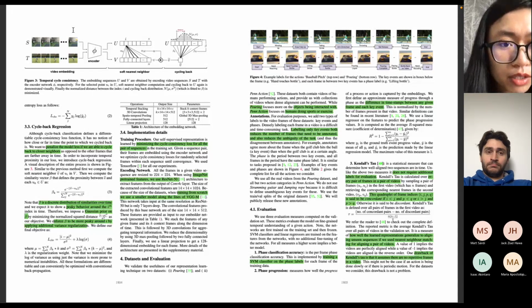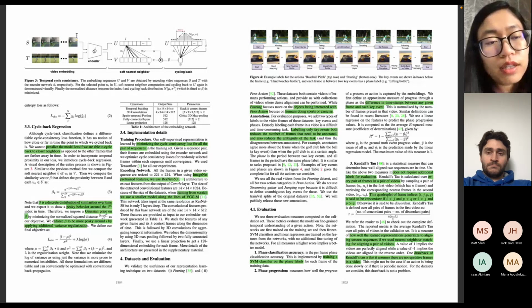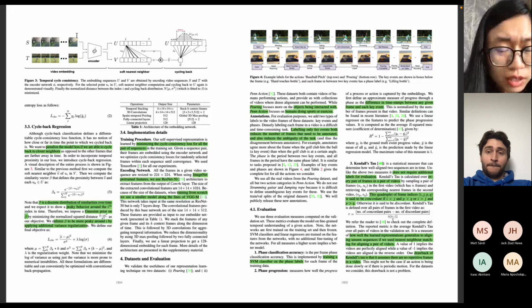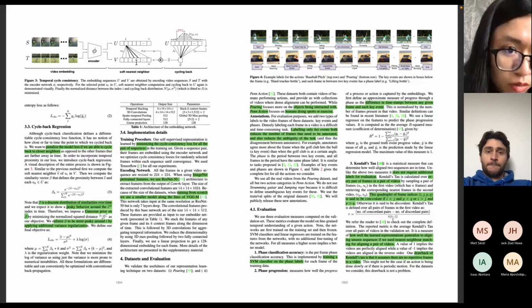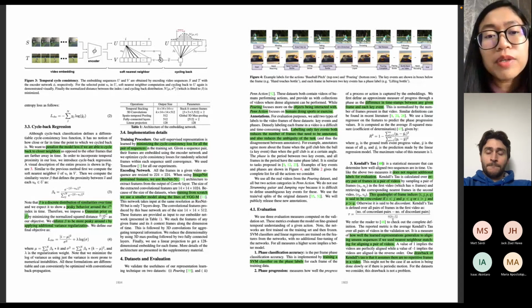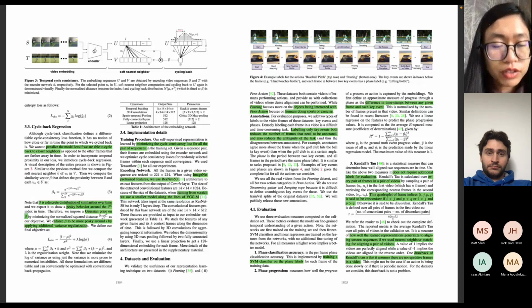So yeah, the whole training process can be seen here: for each frame we convert them into embeddings with a pre-trained encoder, and then we find the soft nearest neighbor in the second video relative to the first video. And then because we want to penalize less if the predicted frame is close to the correct frame, we introduce this cycle back regression that basically will have this peak or mean of the Gaussian distribution at the right frame in U.